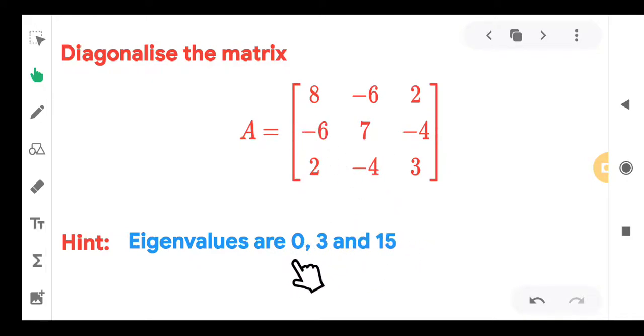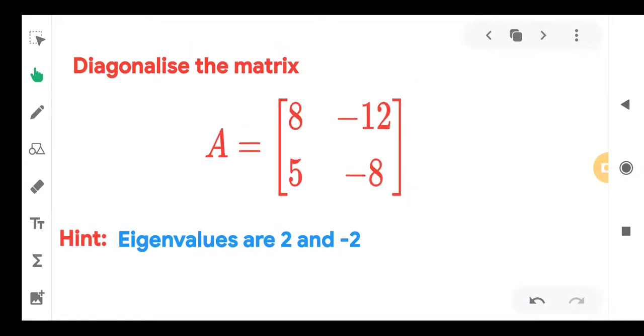Then the corresponding eigenvectors are to be found out. Construct P, calculate AP and PD, and see whether they are equal. If AP equals PD, then A will be equal to PDP inverse. Similarly, another problem, a 2 by 2 matrix. Here the eigenvalues can be found to be 2 and minus 2. Corresponding to 2 and minus 2, you have to find the eigenvectors. Using the eigenvectors, you create P, then check whether AP equals PD, where D is nothing but the diagonal matrix 2, 0, 0, minus 2.